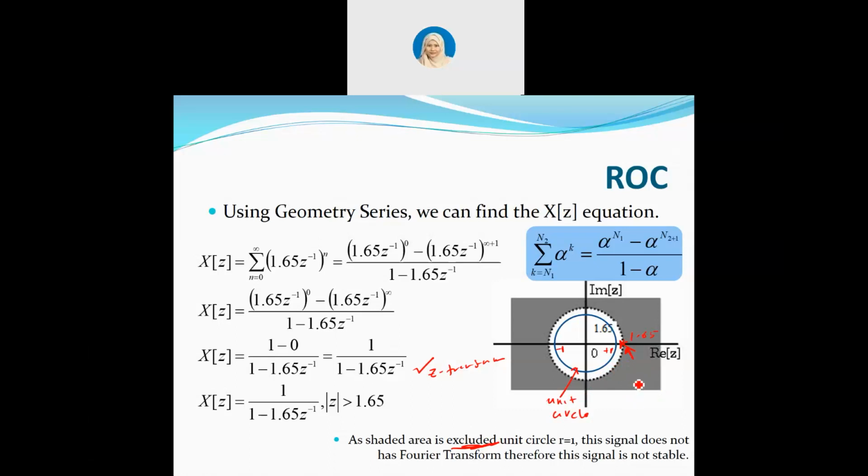The ROC is outside the unit circle. This signal does not have a Fourier transform. Therefore, this signal is not stable, because to make it stable, the unit circle must be included in the shaded ROC area. But now the unit circle is not included in the shaded area, it is inside. So it is not stable.